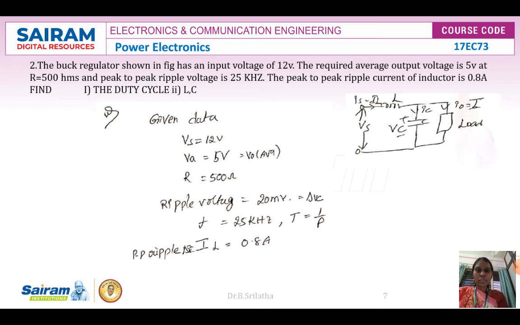Okay, and also they gave in the question, by mistake I didn't write, the peak to peak ripple voltage. This is the peak to peak ripple voltage, also they gave 20 millivolts. Okay, this is the given data.